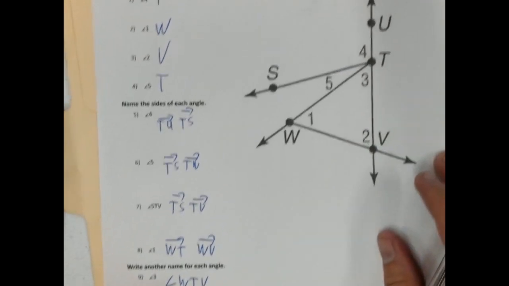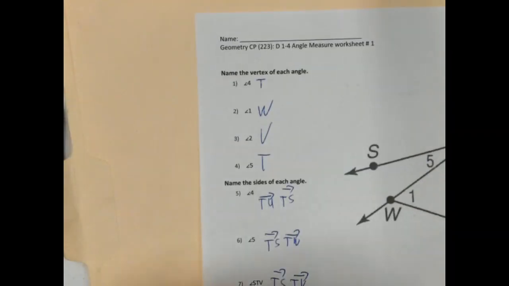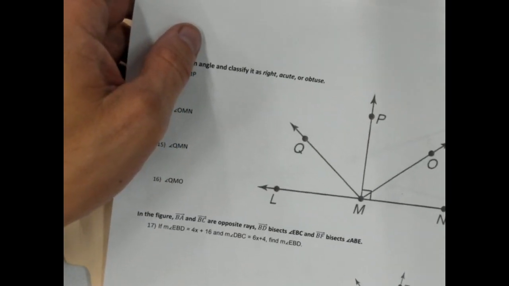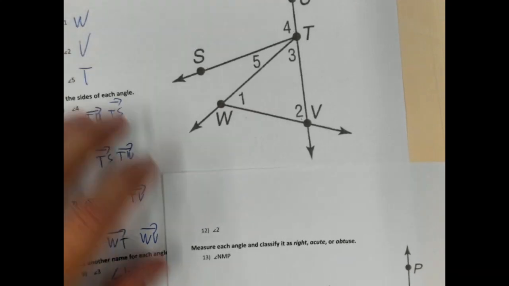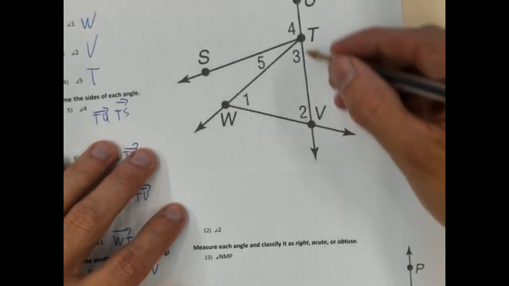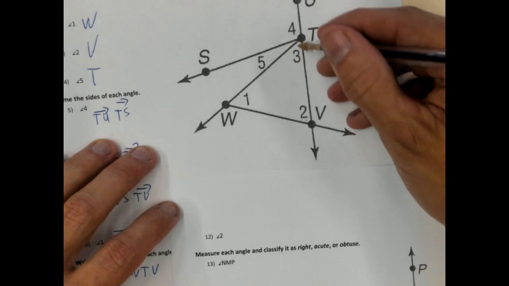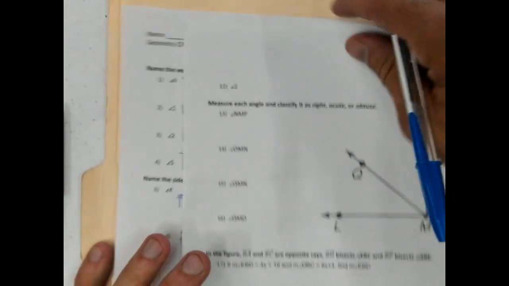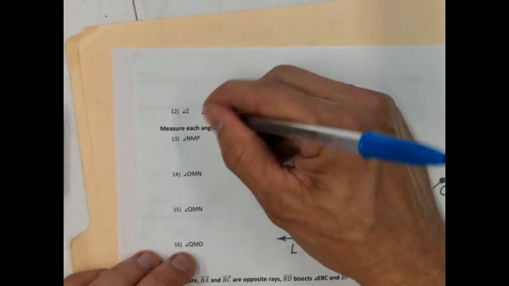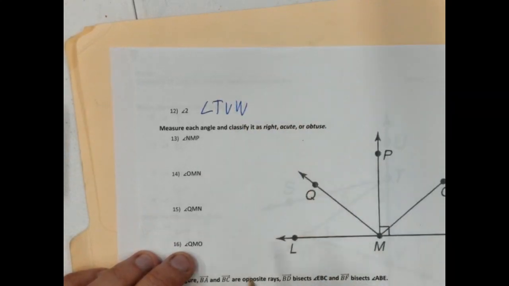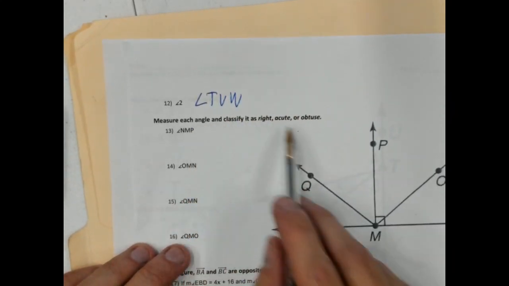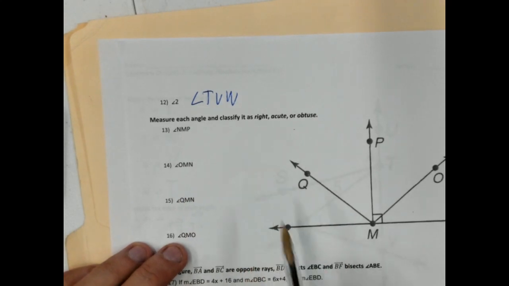Okay, and that covers the first side. Let's flip it over. Here we go. Let's make sure I got the right one. Yes, this is the right one. Okay, cool. So number 12, it kind of cut off a little bit, so we're going to be using the same one, so I'll put it here. So angle 2, which is right here, we'll call it angle TVW.